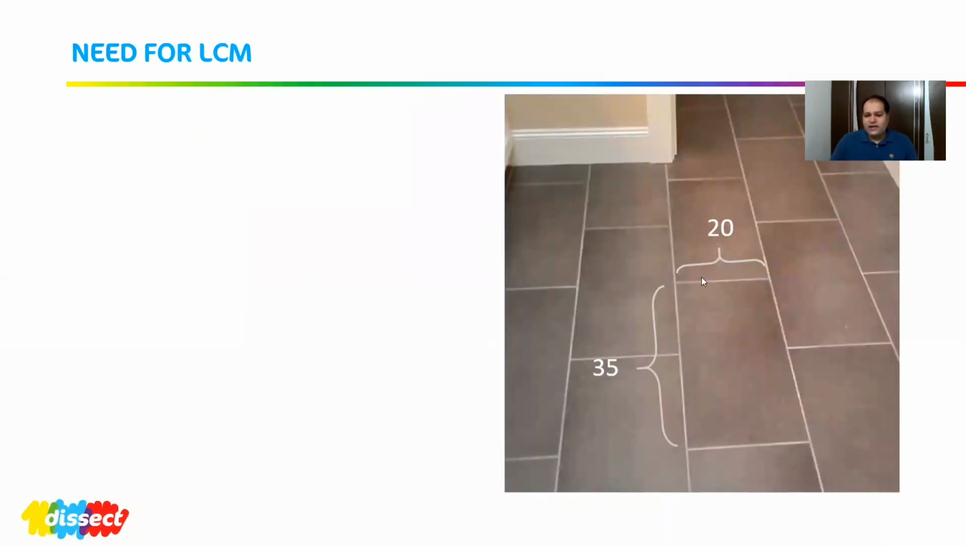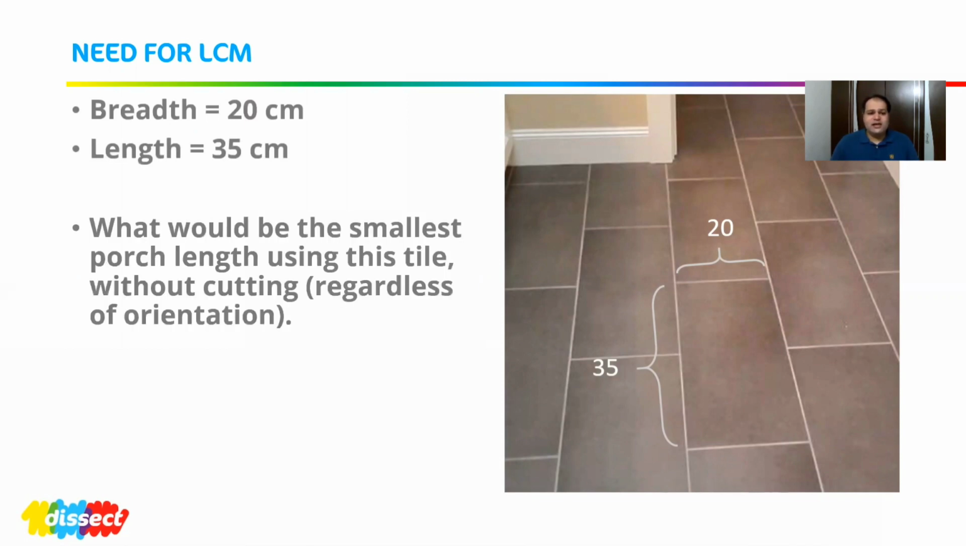So let's say you have a tile which is very similar to this. The breadth of the tile is 20 centimeters and the length of the tile is, say, 35 centimeters. And the question is, what would be the smallest porch length using this tile without cutting? So no wastage, regardless of the orientation. So whether it is arranged horizontally or vertically, it doesn't matter. The porch would be adequate and perfect to fit in both orientations. So let us look at that.